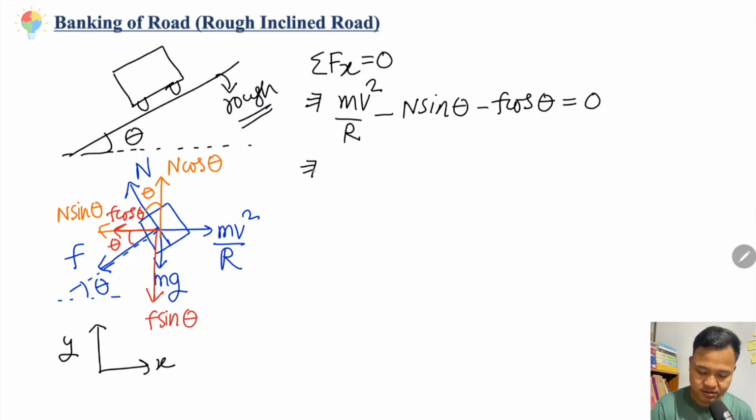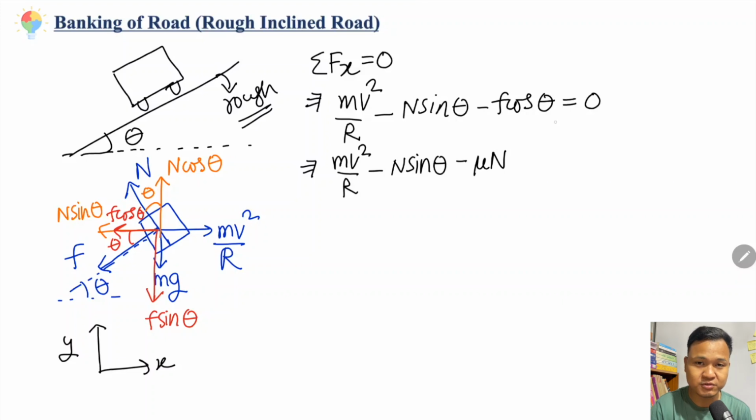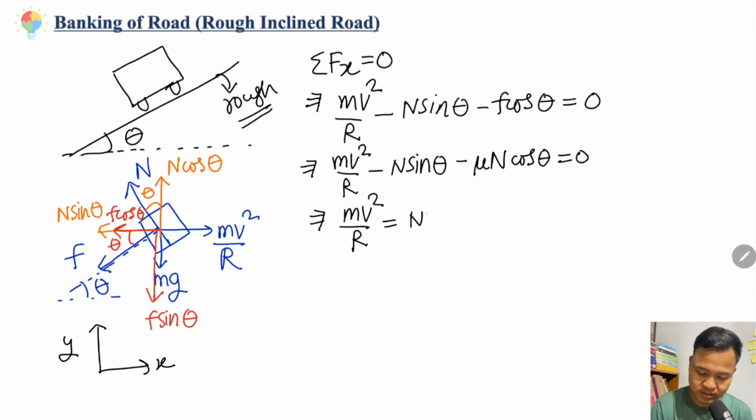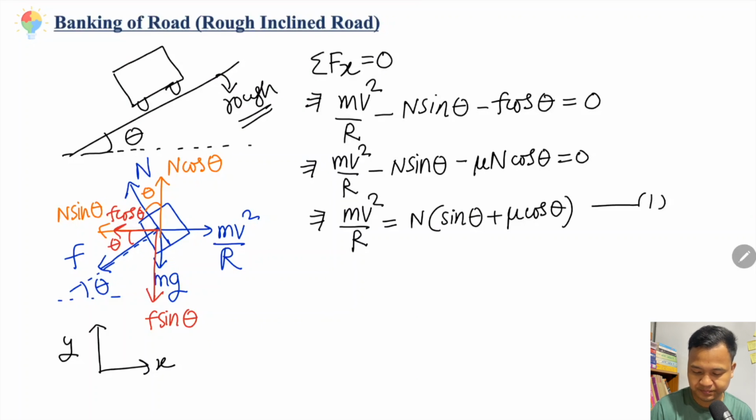Okay, so from here I can write mv square divided by r minus N sin theta, minus mu into N, friction is mu into N, cos theta equals to 0. So transferring, mv square divided by r equals N sin theta plus mu cos theta. Okay, equation 1. Or let's write like this, taking N common, N into sin theta plus mu cos theta.